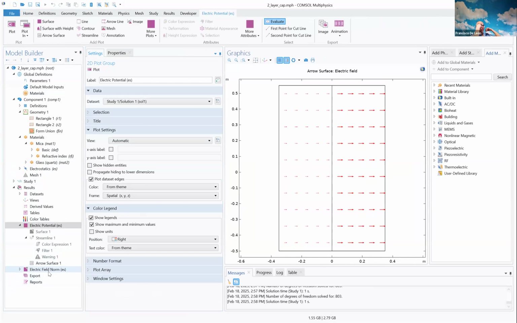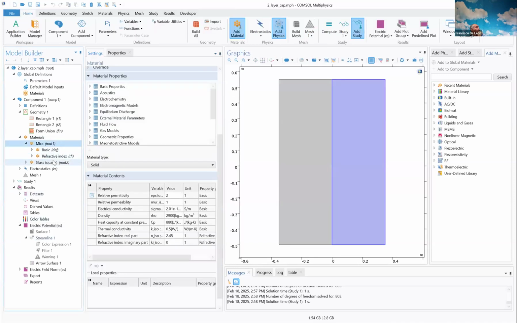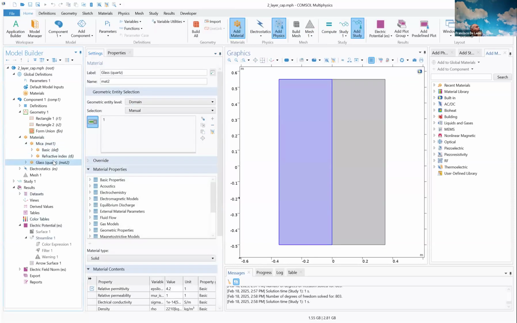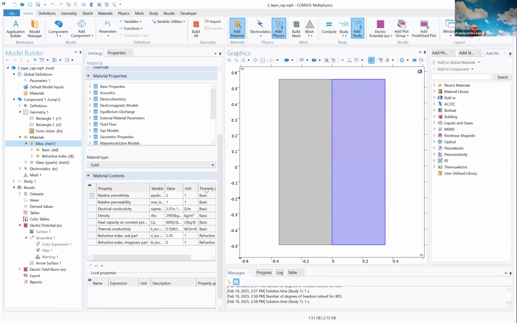So now we can see that the field on the, which one is which one, Fayaz? Okay, let me see. This one is mica, mica is 2, and this one is glass. Okay, so glass is 4.2 almost. So the field stresses the material with the smallest permittivity, right? That's what is happening. Show me the arrows. So mica is 2.